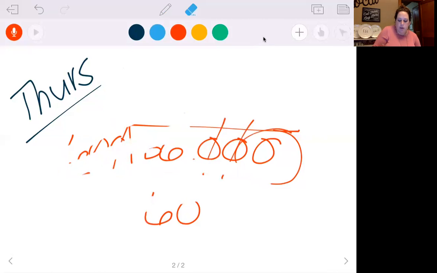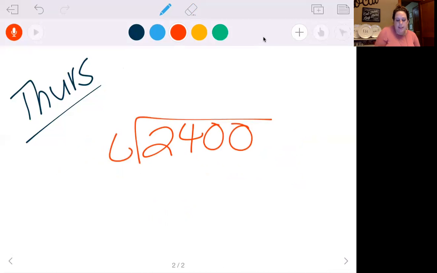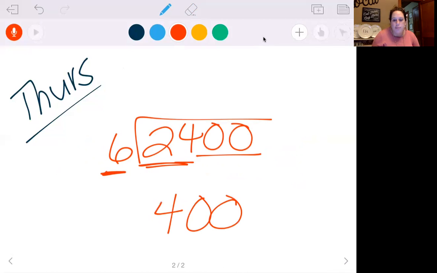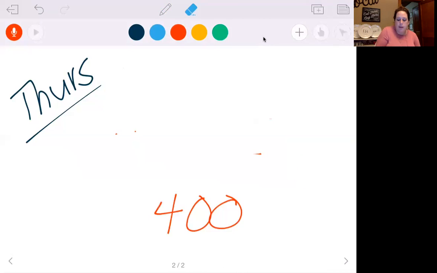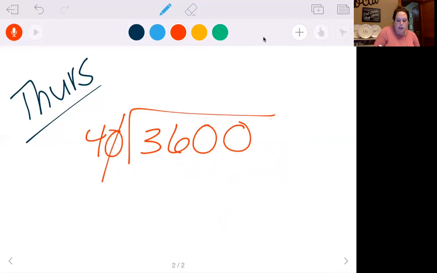Let's do another one like this one. Let's do 2,400 divided by 6. No zeros to cross out here, so I do 24 divided by 6, and I get 4. Then I'm going to transfer these two zeros down here and I get 400. Okay. Do a couple more and then I'll let you go on to your classwork. Let's do 3,600 divided by 40. Cancel out my zeros here, and I'm left with 36 divided by 4, which is 9. I'm going to transfer that 0 here, and I get 90.